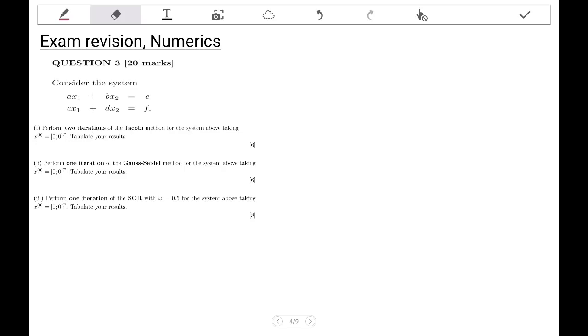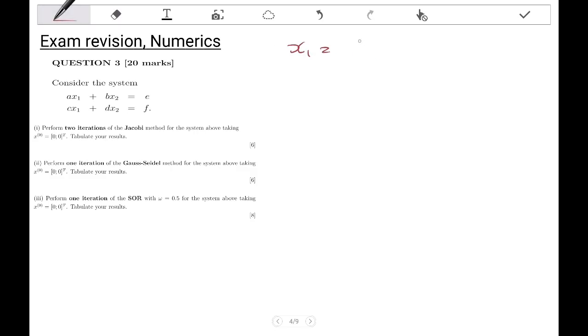Then the next question says, perform 1 iteration of the Gauss-Seidel method for the system above, taking the initial x as 0 and 0. Tabulate your results. So our algorithm is going to change a bit. Now we're going to have something like this.